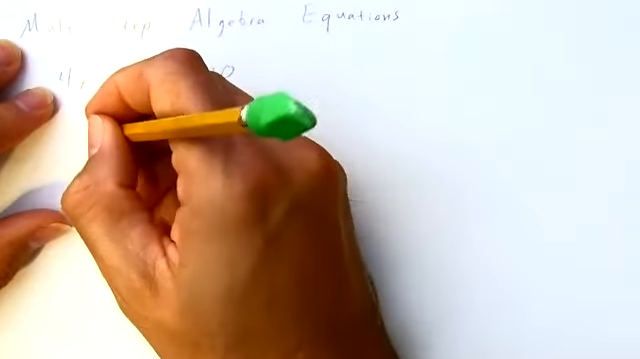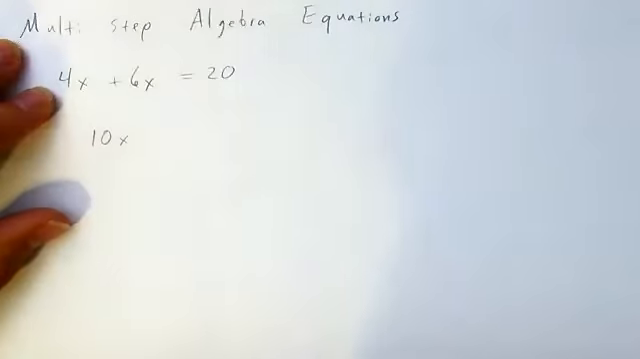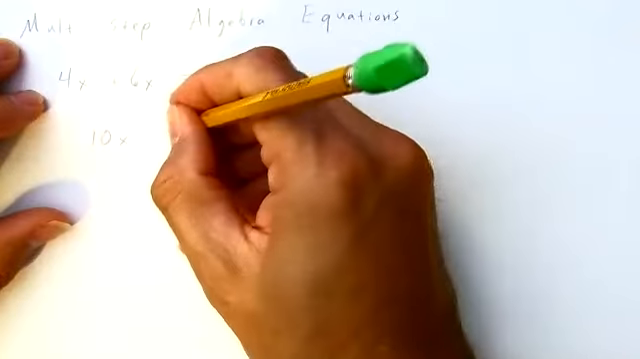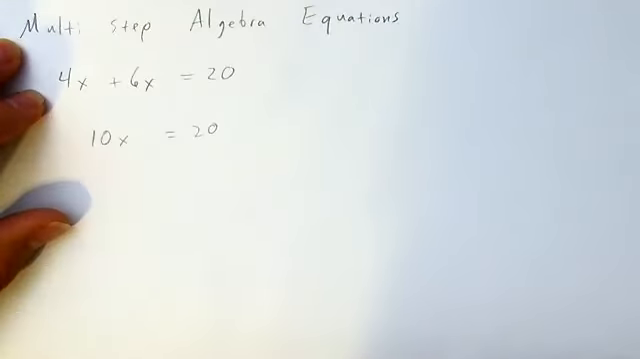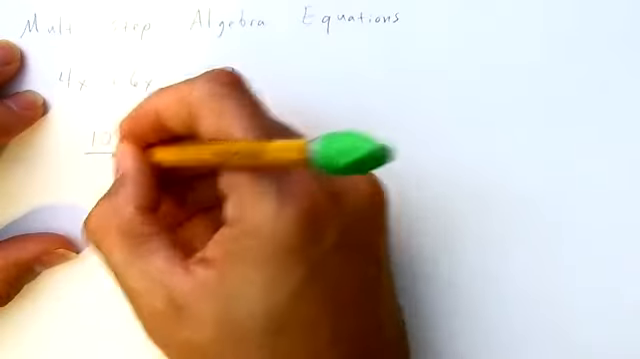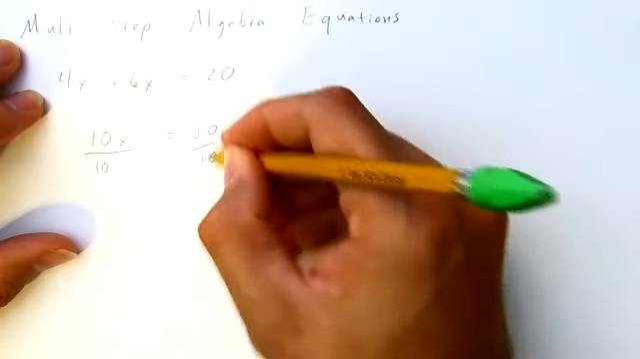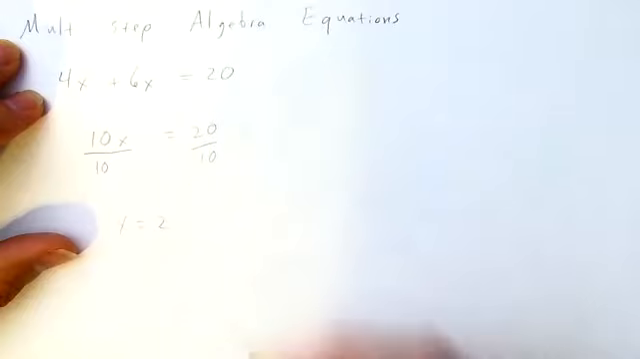So 4x and 6x just combines together to make 10x. You bring your equals down and your 20, and then your last step would just be getting rid of the 10. So x would be 2.